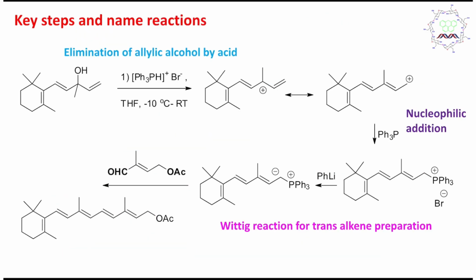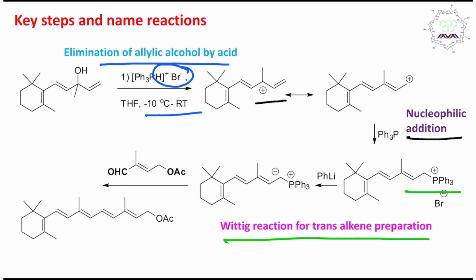So if we look at this problem based on key steps and name reaction, the first step is the elimination of allyl alcohol by acid, this HBr, under very mild conditions to produce both this tertiary cation and a primary cation, and nucleophilic addition happens on this primary carbocation because it's less bulky. So this phosphonium salt is produced. It reacted with this phenyl lithium, meaning a Wittig reaction for trans alkene preparation, as the Wittig reagent or ylide is stable. So ultimately this conjugated molecule is produced.